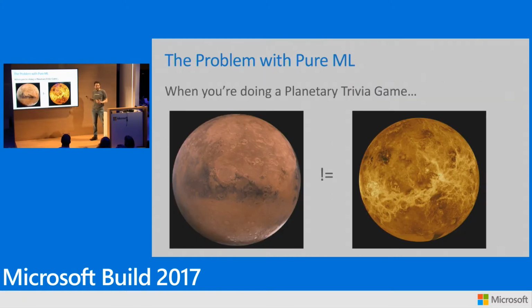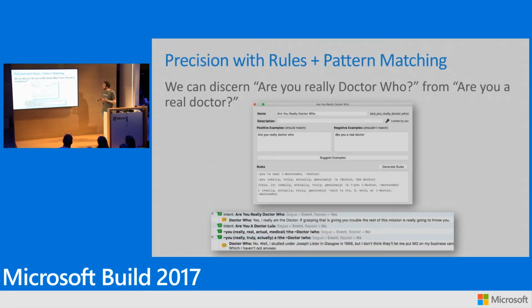So we're doing planet trivia, fictional names, logic puzzles, games, specific role-playing with characters. We need a system that doesn't associate Mars with Venus just because they're both planets, they're neighbors, and if you know your mythology, lovers. So what we do is precision rules plus pattern matching. We got it to the point where we can discern, are you really Doctor Who from are you a real doctor? And I'll just show you quickly. This is Are You Really Doctor Who? We're excluding the word medical, things like that.